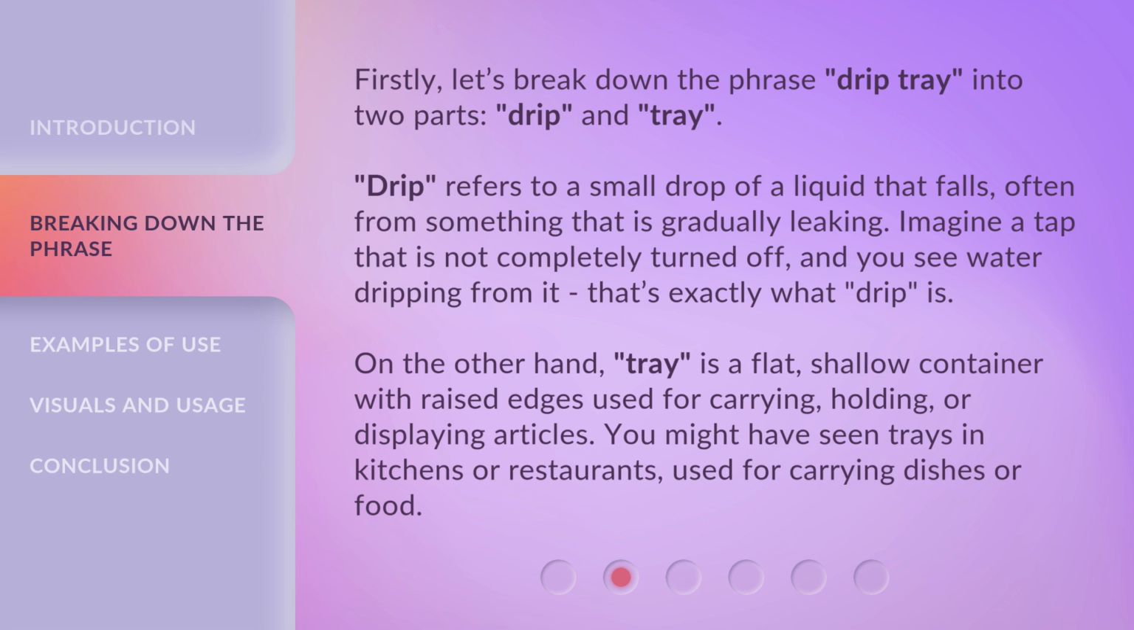On the other hand, tray is a flat, shallow container with raised edges used for carrying, holding, or displaying articles. You might have seen trays in kitchens or restaurants, used for carrying dishes or food.